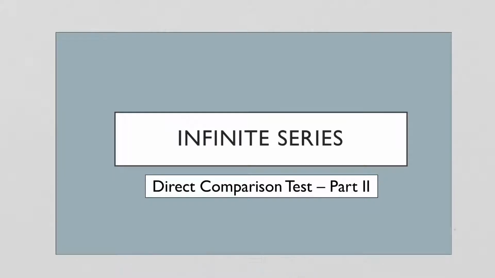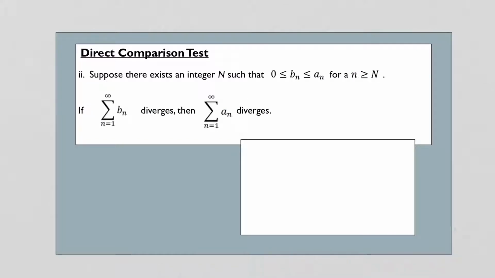So in this video, we continue our discussion of infinite series. We look at the direct comparison test again. This time, we look at the second part. The second part of the direct comparison test states, suppose there exists a finite integer n such that 0 is less than or equal to b sub n is less than or equal to a sub n for all values larger than that finite n. If b sub n diverges, then the series a sub n diverges.